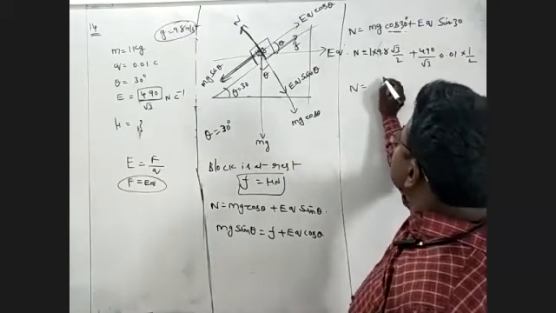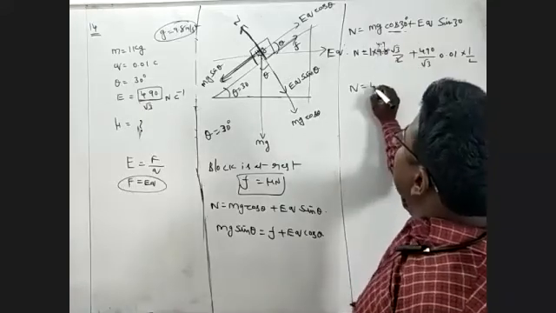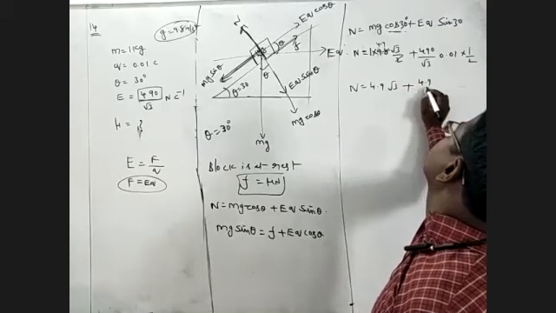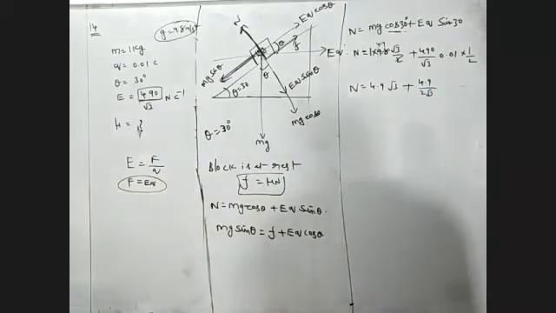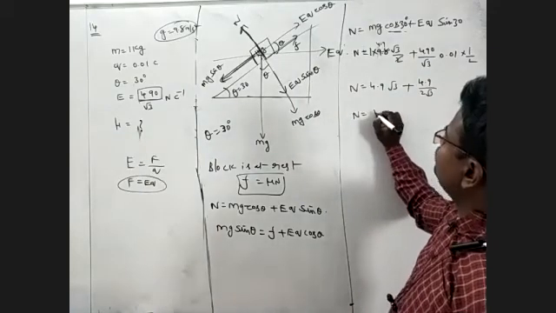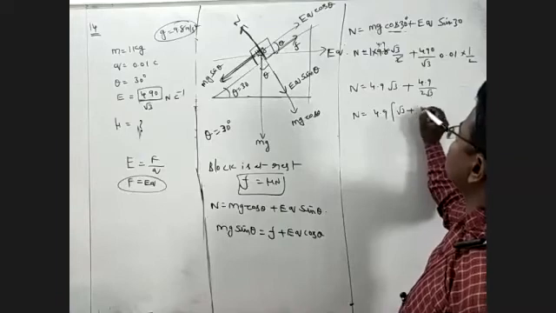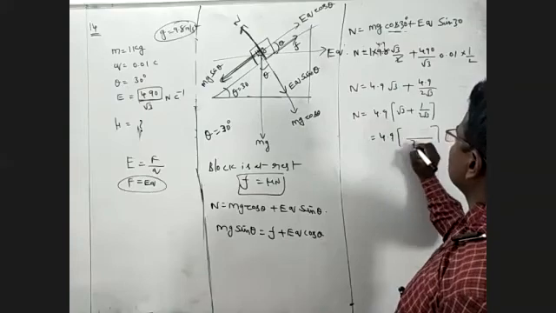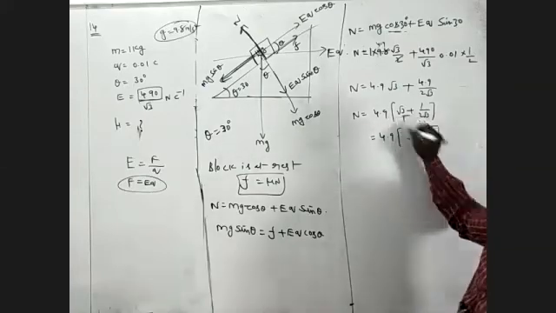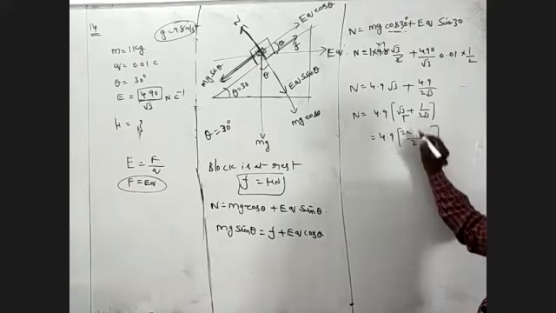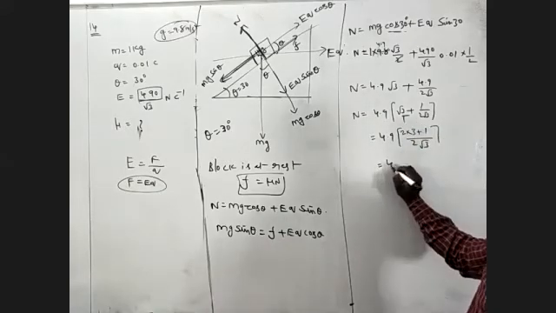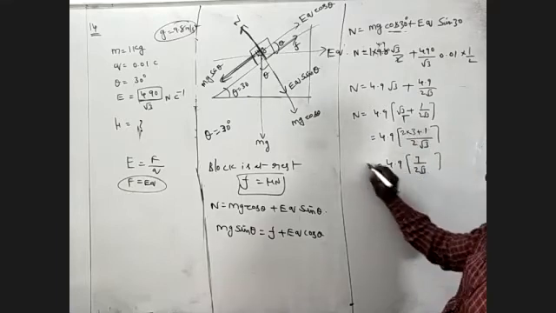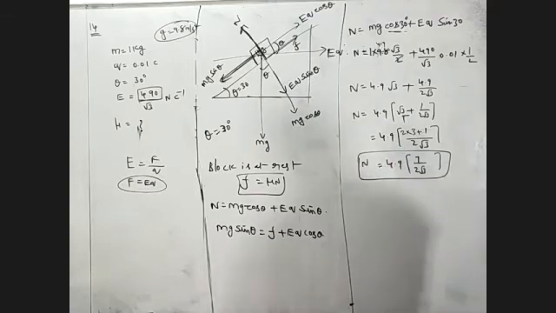So now N is equal to 4.9 root 3 plus 4.9 by 2 root 3. Taking 4.9 common and 2 root 3 as LCM, we get 4.9 times (2 into 3 plus 1) by 2 root 3, which gives 4.9 times 7 by 2 root 3. This is our normal.